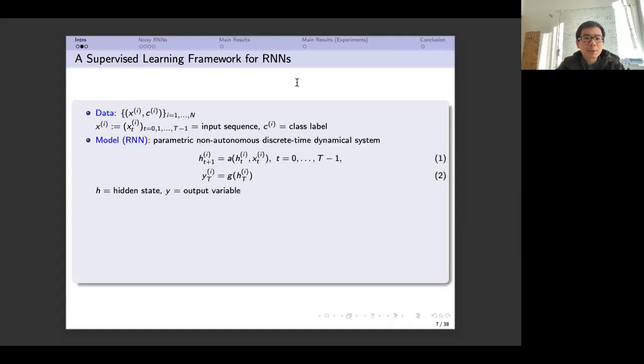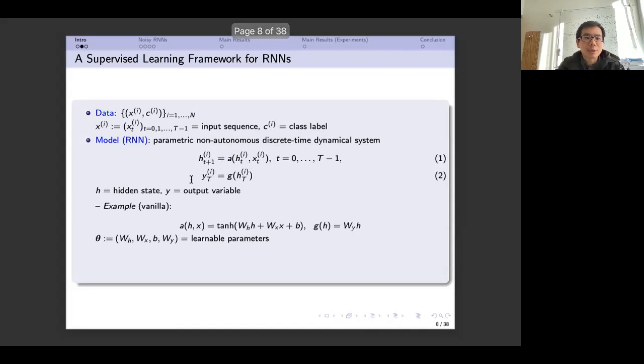The models are described by the following parametric non-autonomous discrete time dynamical systems. So in these two equations, H is the hidden state of the network, and Y is the output variable. A is typically a nonlinear activation function, and G is an output function.